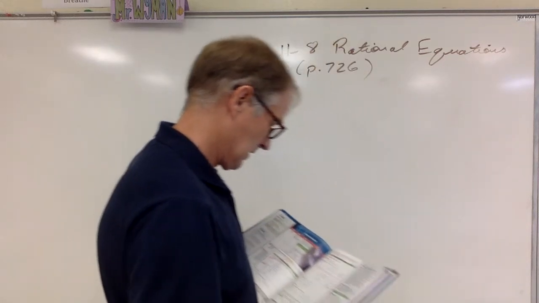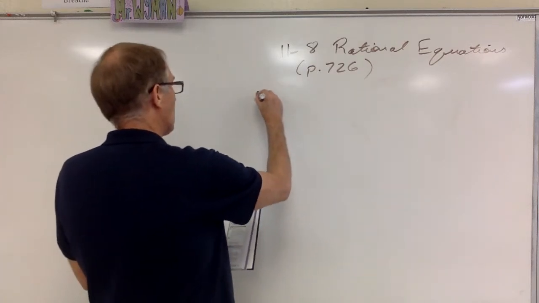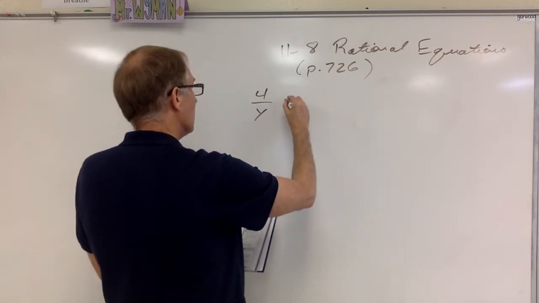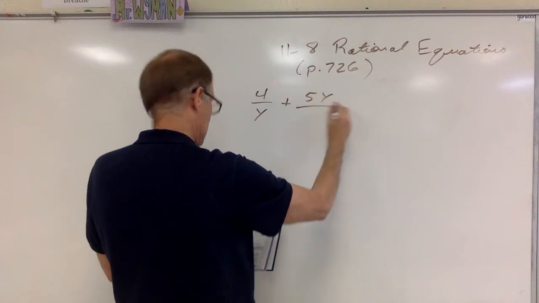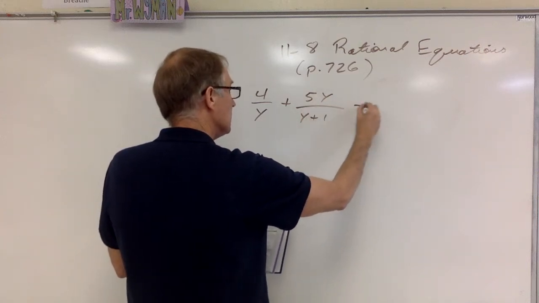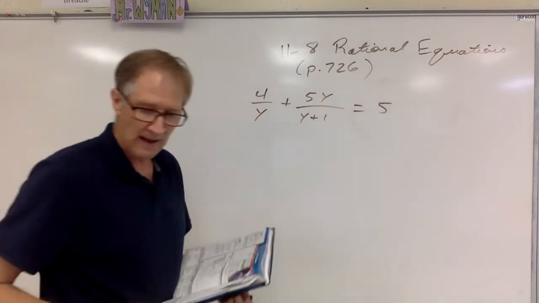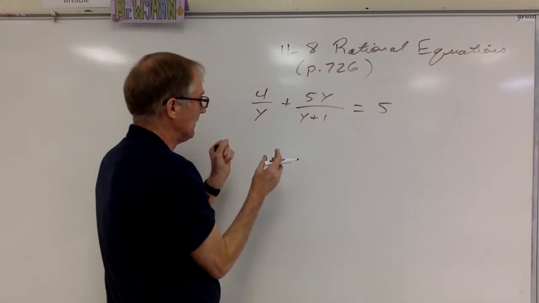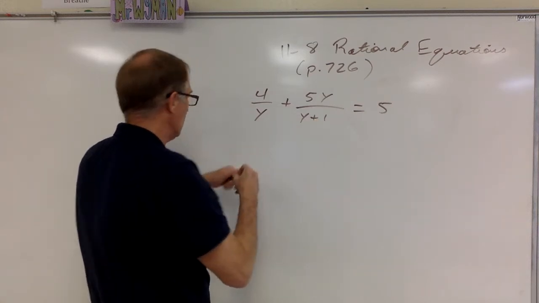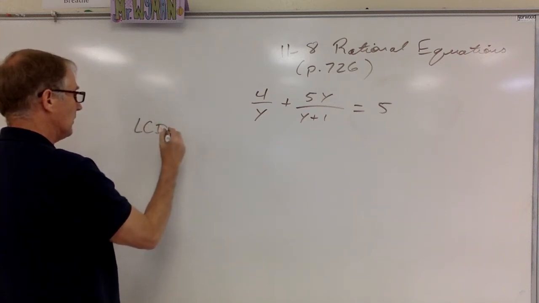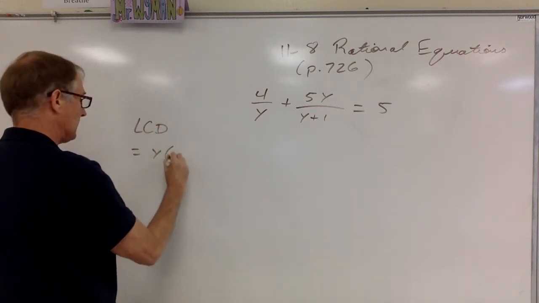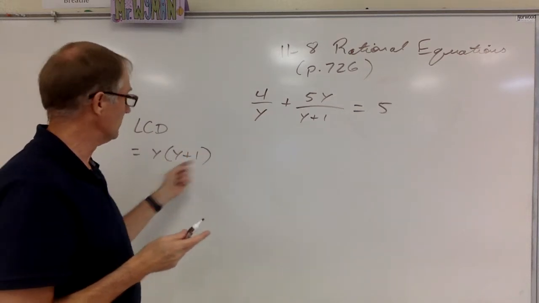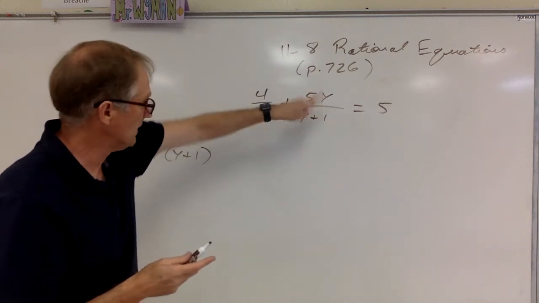So we could also end up in a situation like this, where we have 4 over y plus 5y all over y plus 1 equals 5. I am on page 727 now. Well, now this is not a cross product thing, because we need to find a common denominator, which we know how to do. The common denominator, the LCD, is going to be y times y plus 1. So I need to multiply this side by y plus 1 to get that one, and then I have to multiply this top and bottom by y.